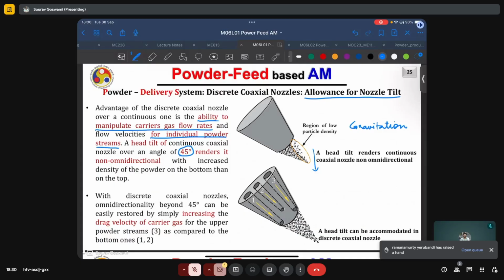Whereas if we were replacing this single coaxial nozzle by three discrete coaxial nozzles, omnidirectionality even beyond 45 degrees can be easily restored simply by increasing the drag velocity of the carrier gas for the deficient powder stream as compared to the bottom ones.